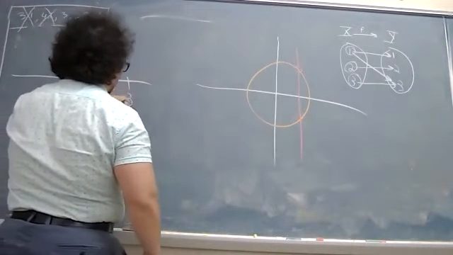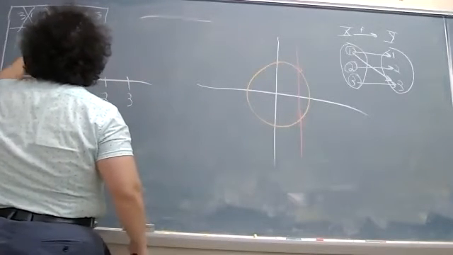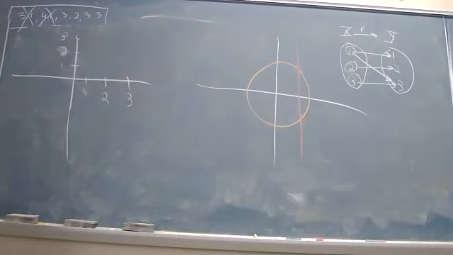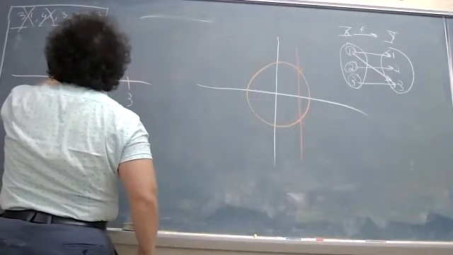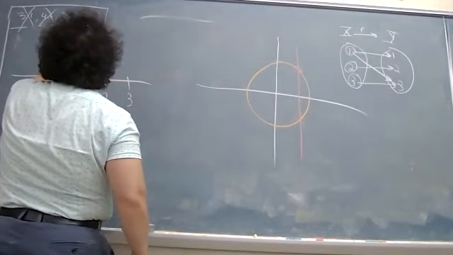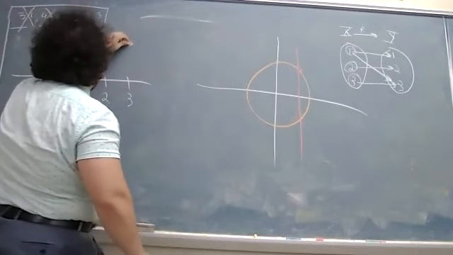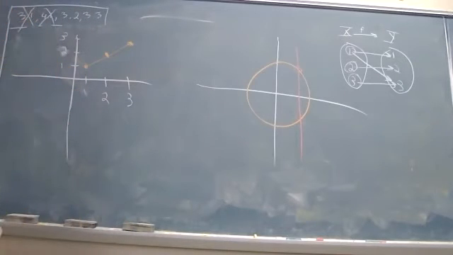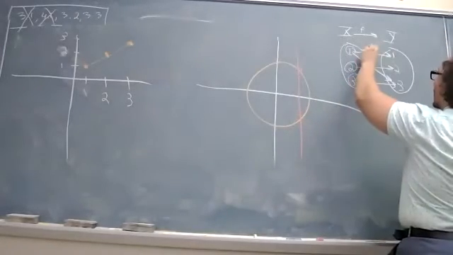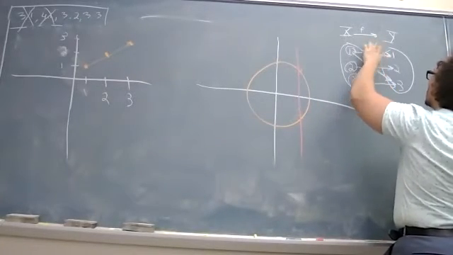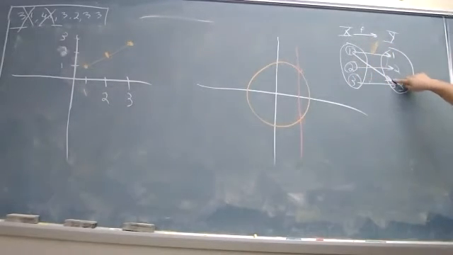1, 2, 3, 1, 2, 3. Notice that 1 gets mapped to 1. I go to 1, I find 1, I put a dot. 2 gets mapped to 2, I go to 2, I put a dot. I go to 3, I find a 3, I put a dot. And what do I do? I connect the dots. So far, I had not done this last map. We've done this map, this map, this map. We've yet to do this last map.